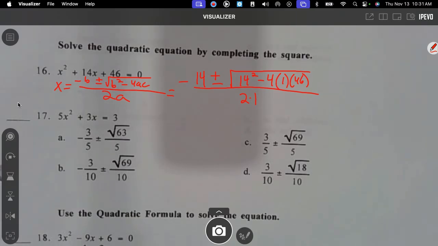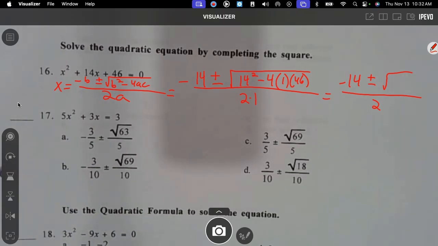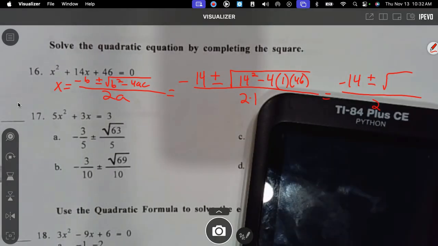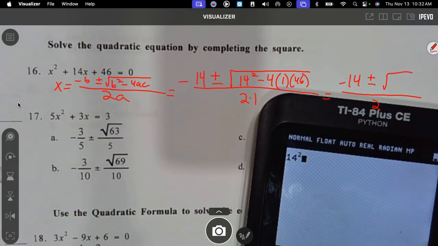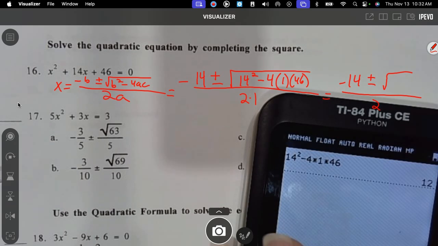There we go. I would put everything that's underneath the square root in my calculator and let it do it. So I would have negative 14 plus or minus, and that's a 2. I just brought those down, or over, I mean. Now let me type all that in my calculator. I'm going to type everything that's in that square root. I'm not going to type the square root because I don't want that answer. I just want 14 squared minus 4 times 1 times 46. And it's 12.